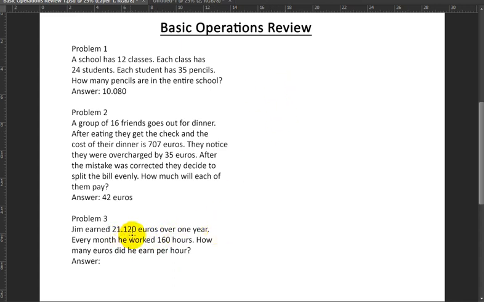So since he made 21,120 euros in 1 year, I will have to divide this by 12 to find how many euros he made per month, because a year has 12 months. So I'm going to have to do 21,120 divided by 12. And that's going to give me how much money he made per month. So 12 fits into 21 once. If I do this subtraction, I'm going to get 9.